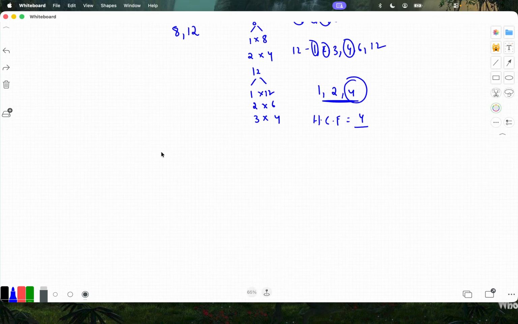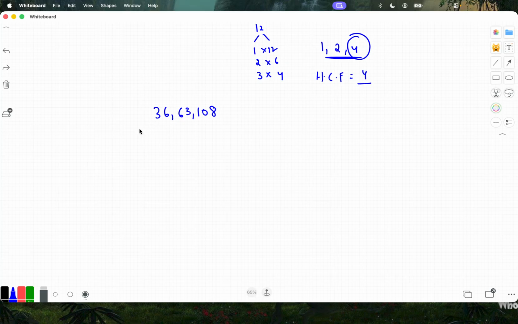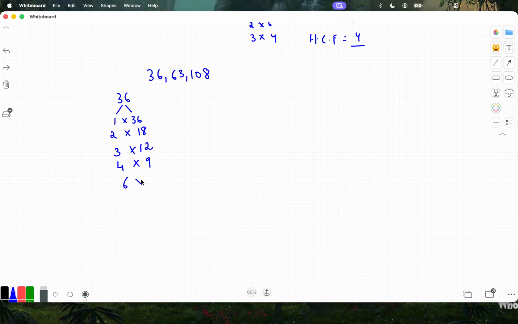Similarly, let's do for some three numbers. Okay, 36, 63, 108. Okay, what are the factors of 36? Okay, 36. Let's say 1 into 36, 2 into 18, 3 into 12, 4 into 9, okay, and 6 into 6. Okay, what are the factors? We'll write it on the side for 36. 1 comma 2 comma 3 comma 4 comma 6 comma 9 comma 12, 18 comma 36.